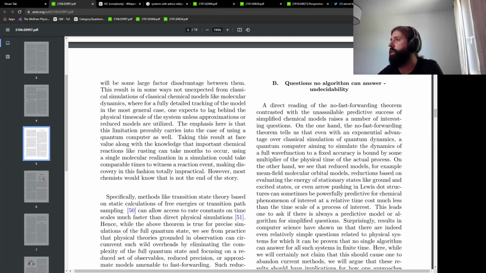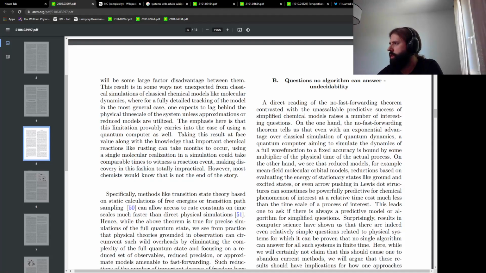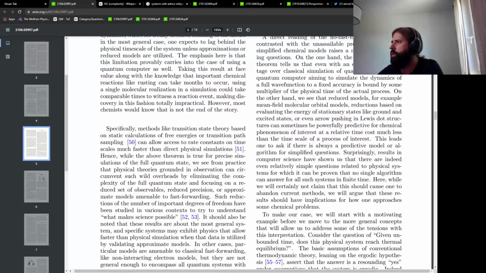Some reactions, like rusting, can take months to occur. Using a single molecular realization, a simulation could take comparable times to witness a reaction event, making discovery in this fashion totally impractical. However, transition state theory based on static calculations of free energies can allow access to rate constants and time scales much faster than direct physical simulations.